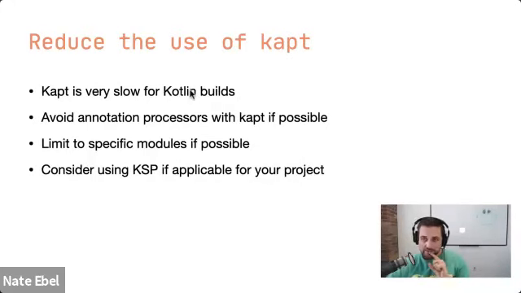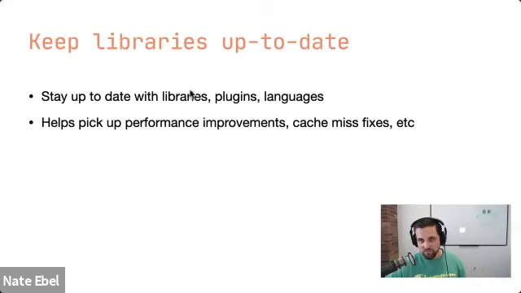Reduce the use of kapt. Kapt is really slow for Kotlin builds. Avoid annotation processors if possible. Limit them to specific modules when you can't avoid them. Consider using Kotlin symbol processing when it's available.